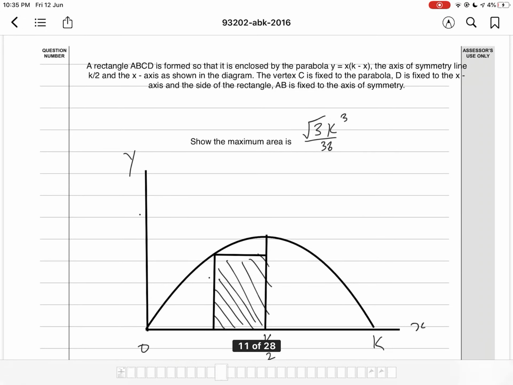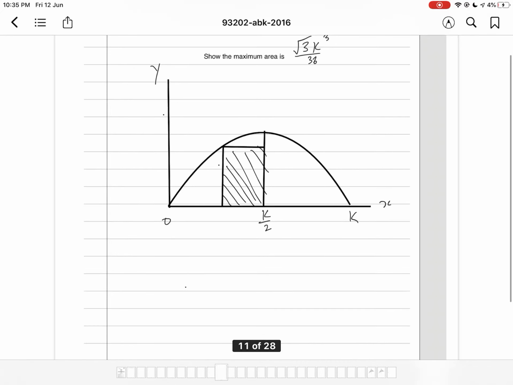Alright, so question E. A rectangle ABCD is enclosed by the parabola y equals x times (k minus x), the axis of symmetry x equals k over 2, and the x-axis, as shown in the diagram. The vertex C is fixed to the parabola, D is fixed to the x-axis, and the side of the rectangle AB is fixed to the axis of symmetry. Show that the maximum area is root 3 k cubed divided by 36.